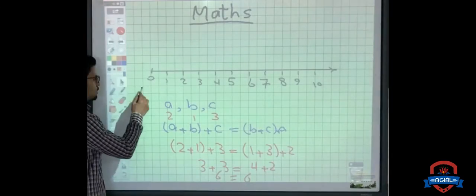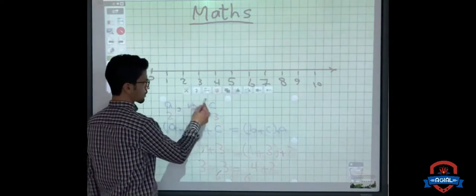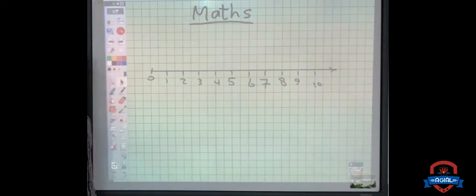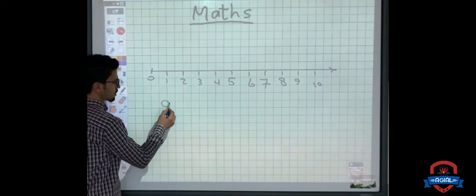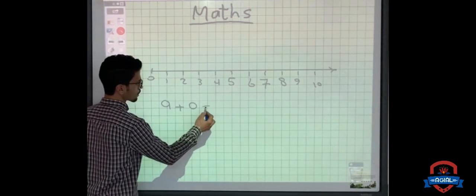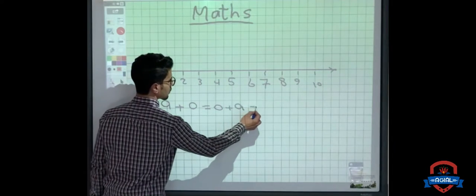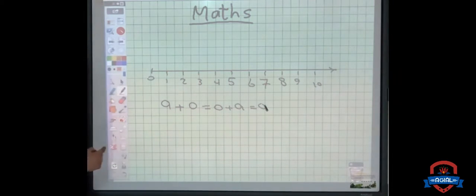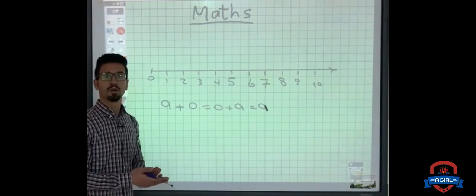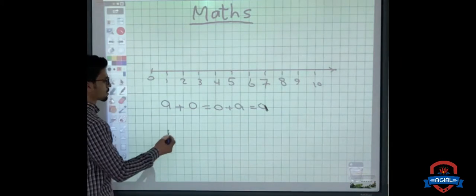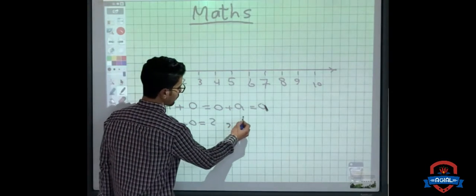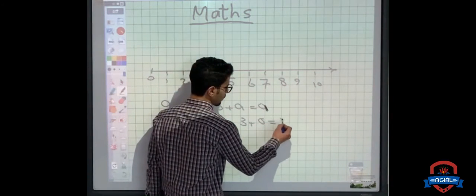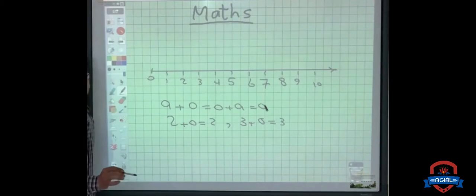And the last property is called the neutral additive. What is the meaning of the neutral additive? The neutral additive is 0. Why? Because for any number, for example, a plus 0 equals 0 plus a equals a. Because if we add 0 to any number, the sum will be the same number. For example, 2 plus 0 equals 2 and 3 plus 0 equals 3 and any number plus 0 equals the same number. So 0 is called the neutral additive.